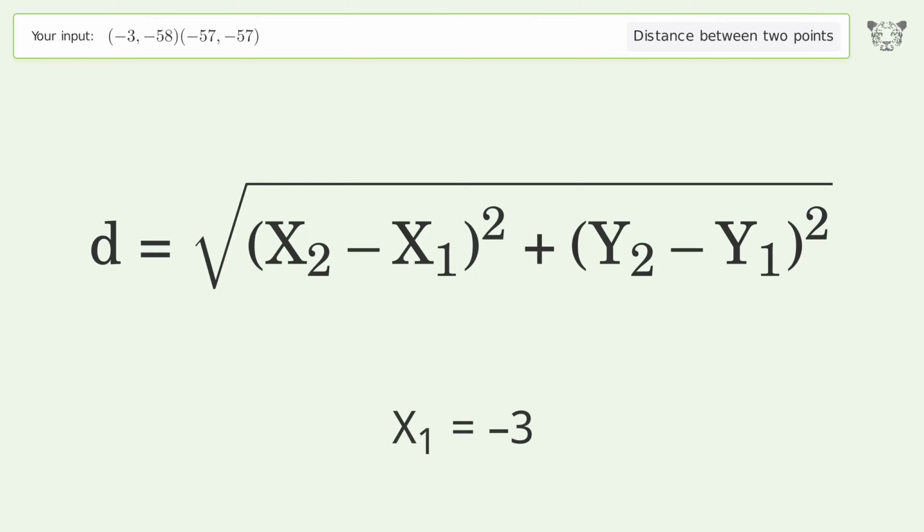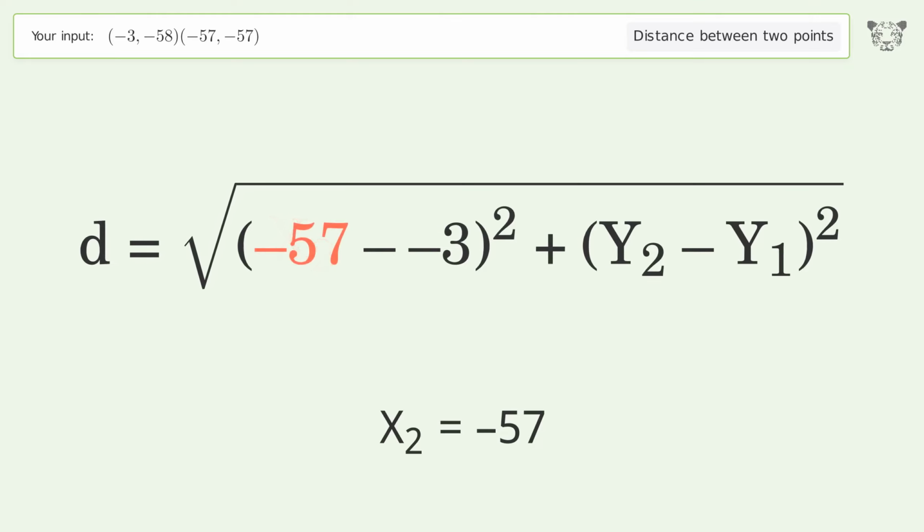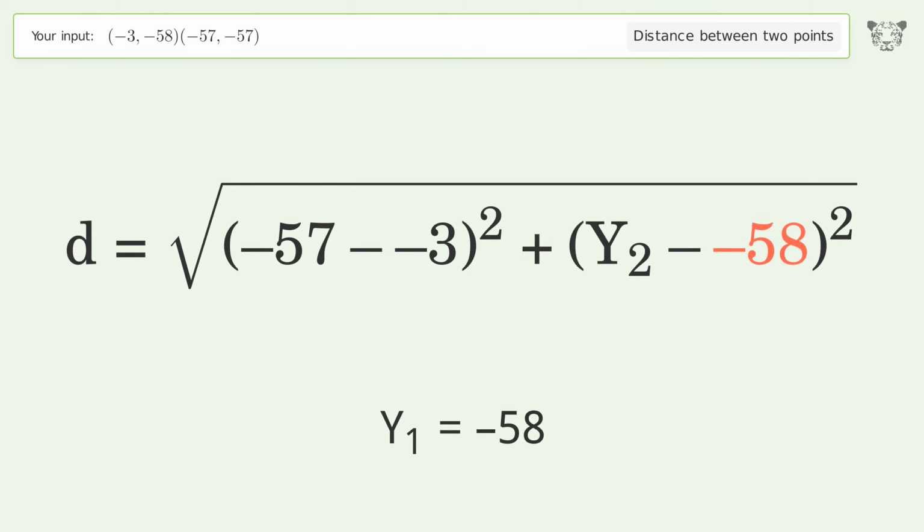x1 equals -3. x2 equals -57. y1 equals -58. y2 equals -57.